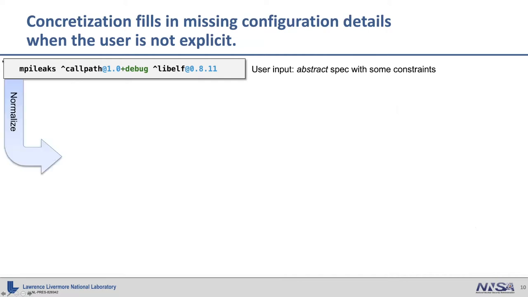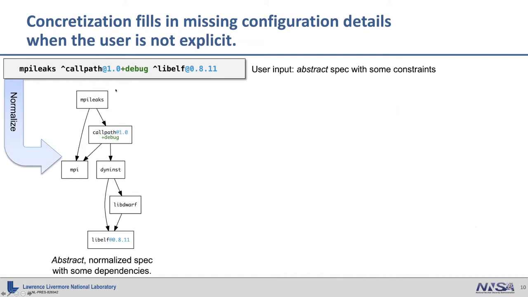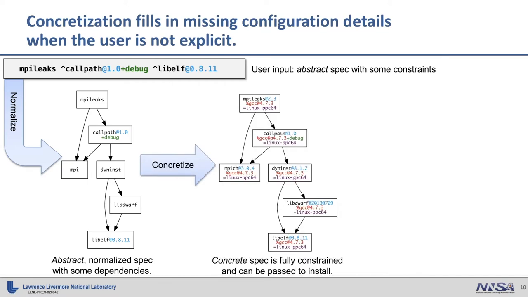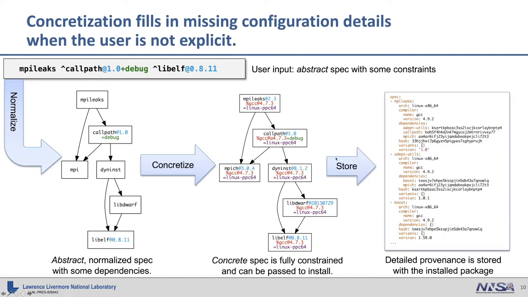So Spack takes this and puts it into an abstract spec where it's partially constrained. And we have an algorithm in Spack that uses solvers to fill in all the missing details here. What you come out with is what we call a concrete spec. And we store all the provenance for that on the machine so that you could reproduce this build exactly. You get everything down to all of these dependency libraries, their compiler configuration, their flags, and so on. And another user could take this spec over here and reproduce that thing exactly.